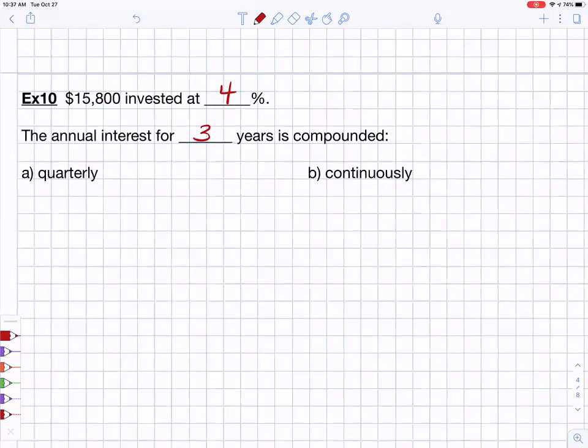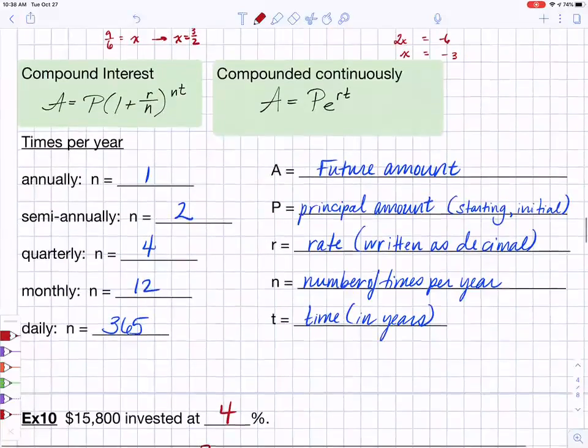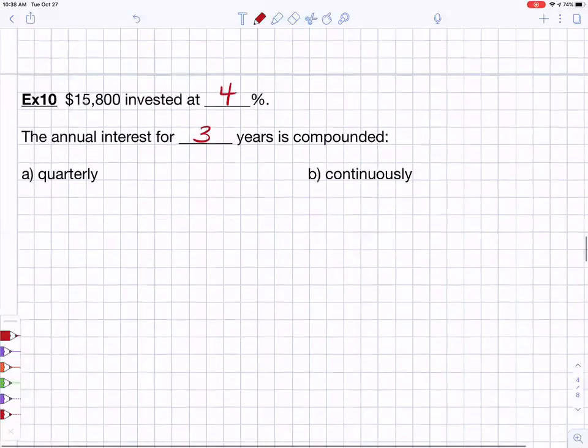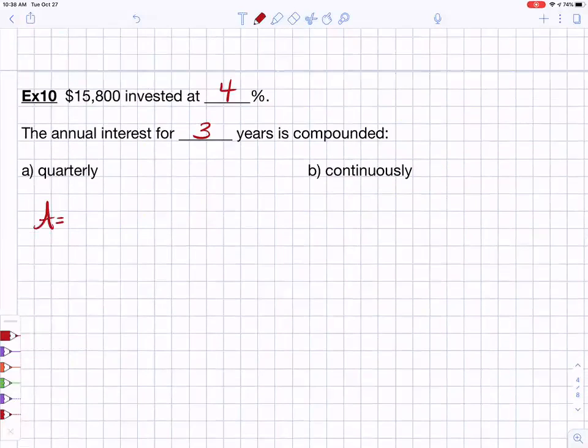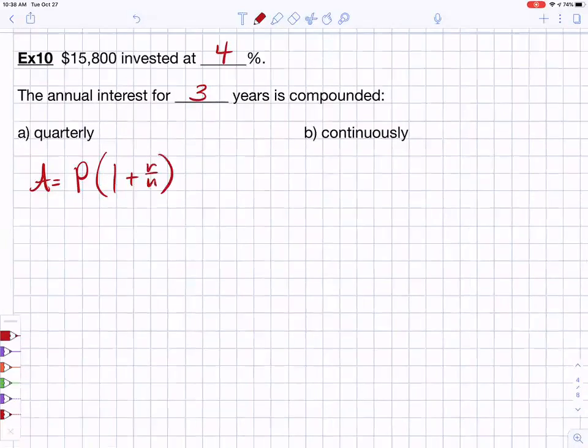All right, so then let's figure out what are we actually going to pay for this car in 3 years' time? Okay. So let's find out if the interest is compounded quarterly, which formula are we going to use? The dirty formula or the clean formula? The dirty formula, okay? So we've got here A equals P times the quantity 1 plus R over N, all raised to the NT power.